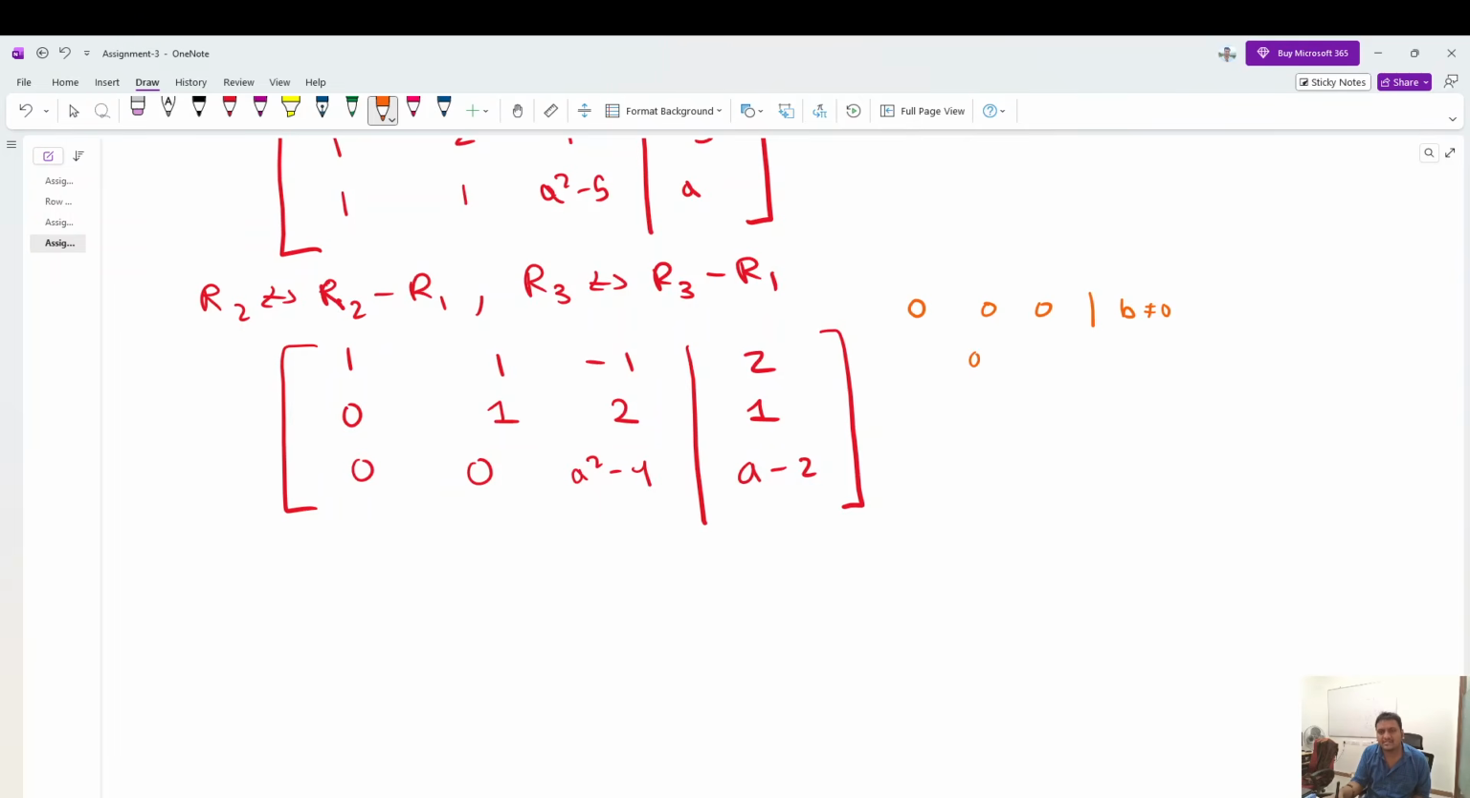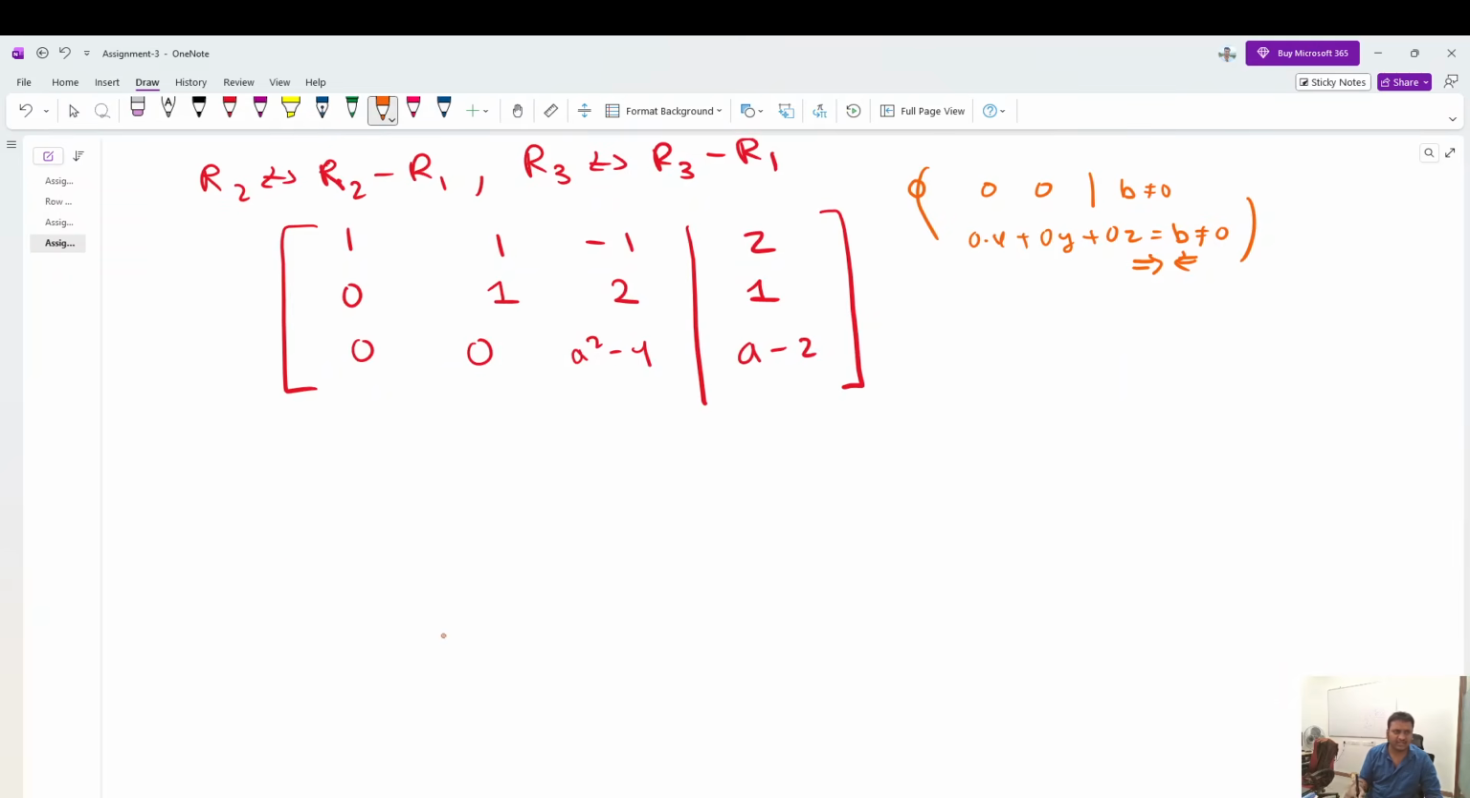So what it means, 0 into x plus 0 into y plus 0 into z is what? B, which is non-zero. Is this possible? No. So this is a contradiction. So in that situation, you cannot have x, y, z satisfying all the three equations, right?